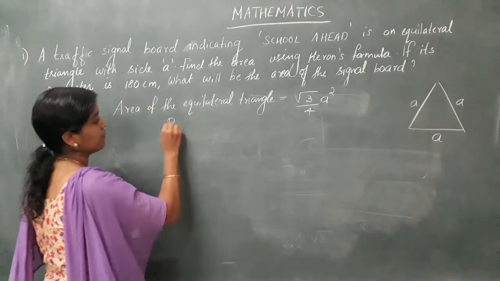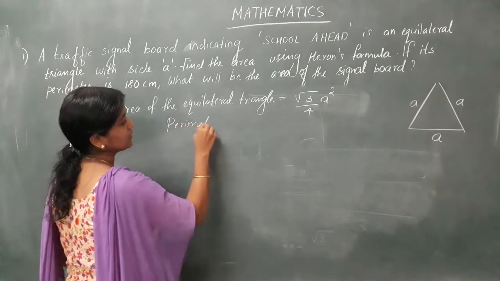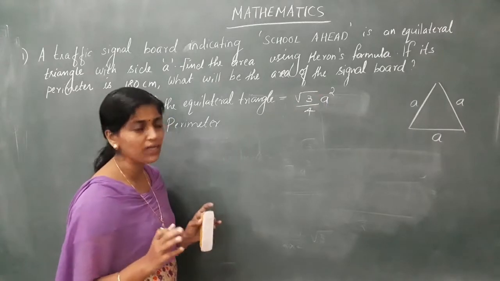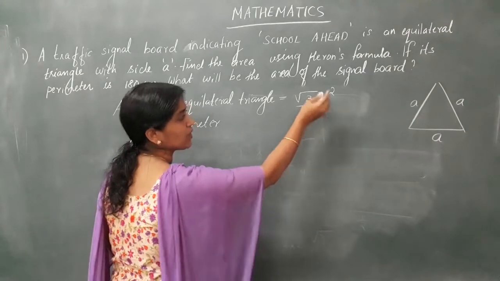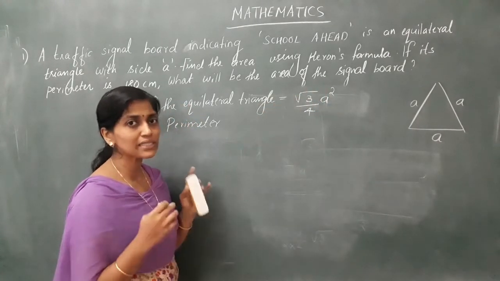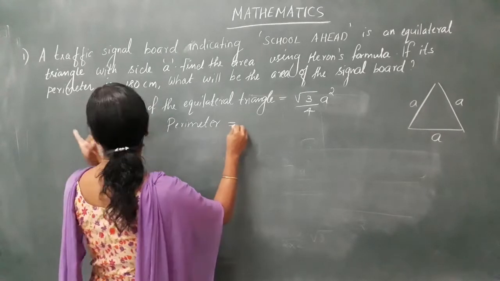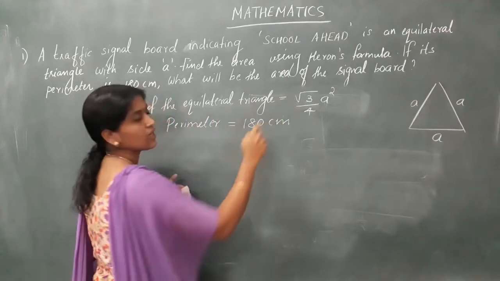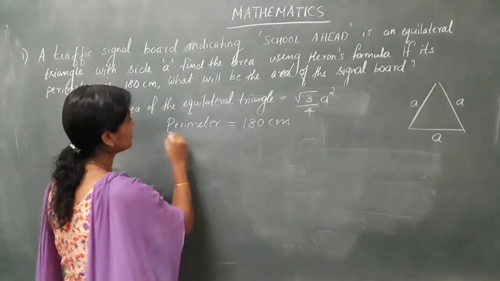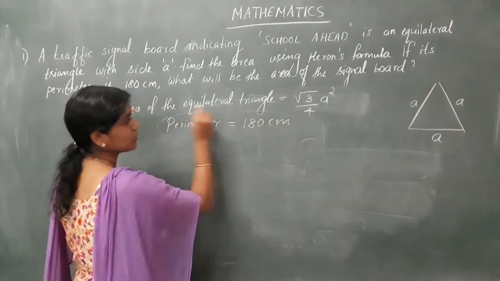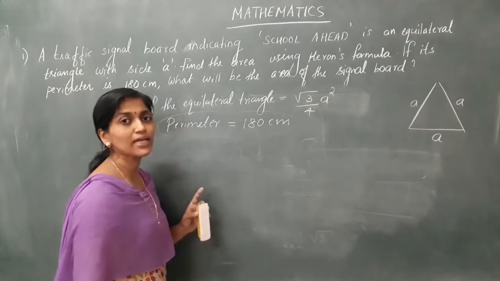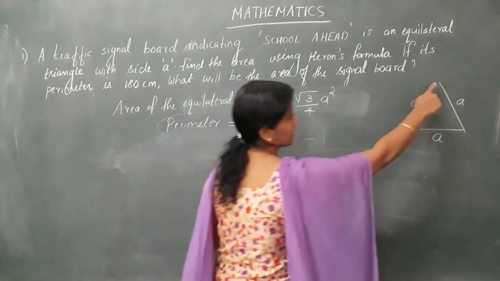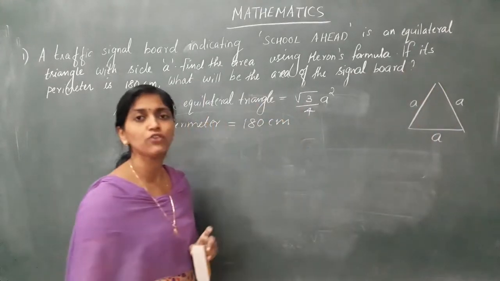So it's given perimeter. For a value of A, no value is given. That is why we got the answer as root 3 by 4 A square. Now it is given if the perimeter is equal to 180 centimeter, what will be the area? So from this perimeter, we have to get this A. How to get the A from the perimeter? We know perimeter means it is sum total of all the sides.